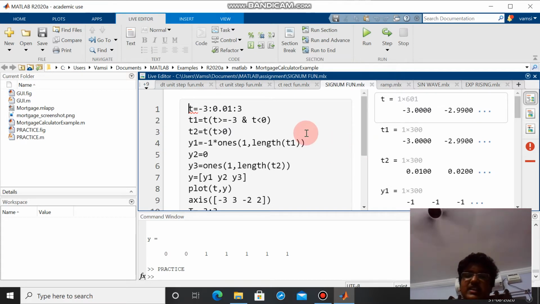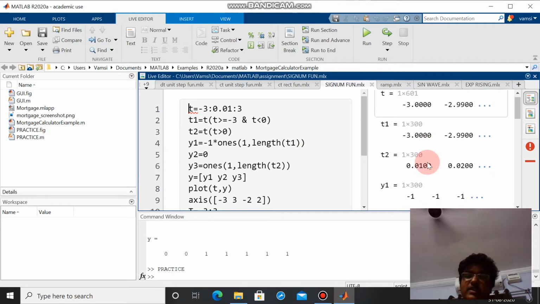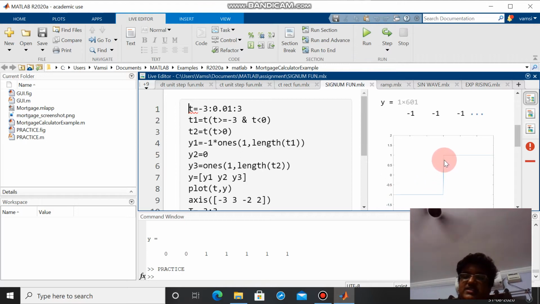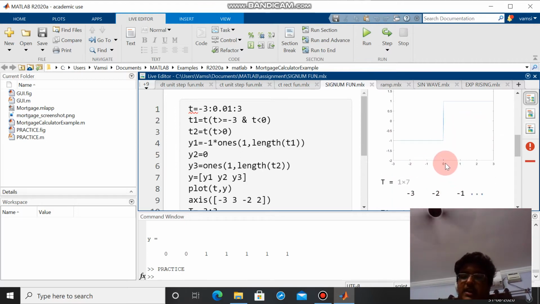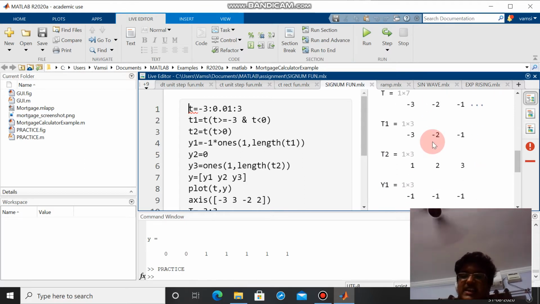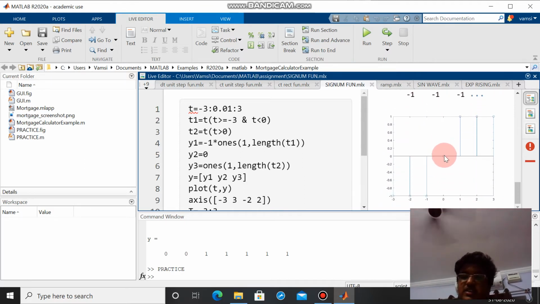Signum function is basically for all x less than 0 y will be equal to -1, and for x equal to 0 y will be equal to 0, and for x greater than 0 y will be equal to 1. We can clearly see this in this continuous time interval. We may not be able to notice that at x equal to 0 y is also 0, but in discrete time signal of signum function we can clearly see that at x equal to 0 it is 0, and for all the negative values it is -1, and for all positive values it is +1. So this is signum function.